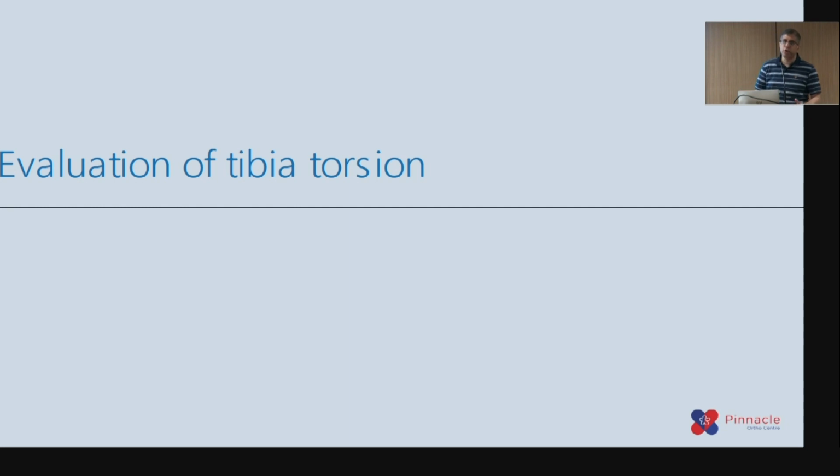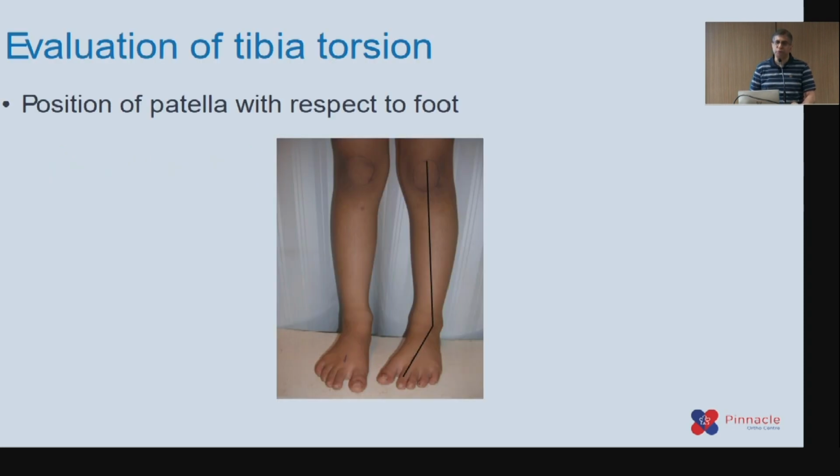Having evaluated the foot, then you go up, evaluate the tibia. So how will you identify tibial torsion? The first clue that you will get is to look at the axis of the foot with respect to the direction of the patella. If the axis of the foot is inwardly or outwardly deviated with respect to the position of the patella, it indicates that the child might be having a tibial torsion.